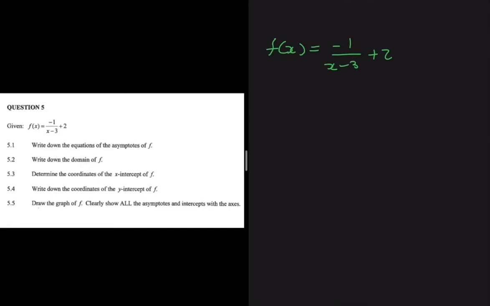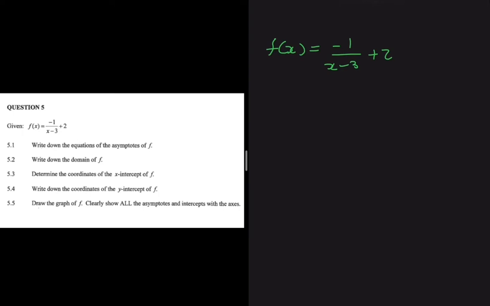And then the first question says, write down the equations of the asymptotes of f. What comes to your mind when you hear the word asymptote? What should come to your mind is undefined. An asymptote is that point which the graph never reaches, no matter what.